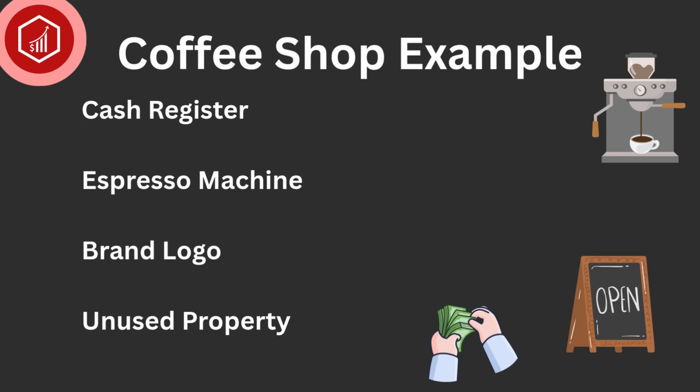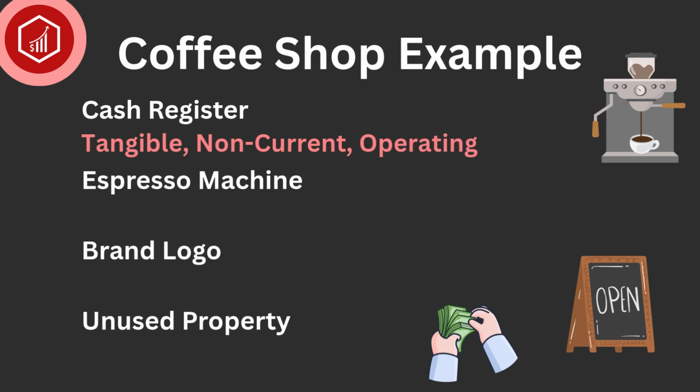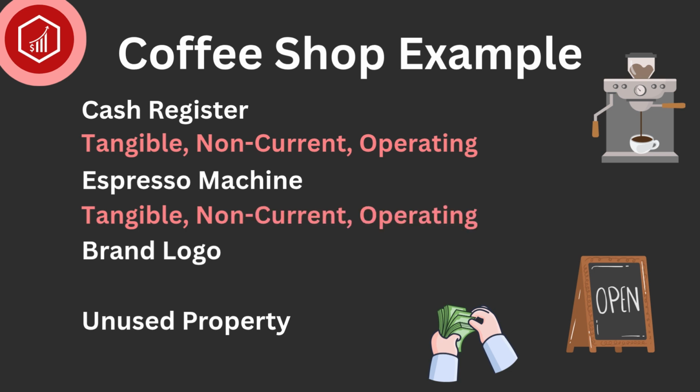First, the cash register. It's a tangible asset because it's a physical item, and it's an operating asset since it's used every day in the business. Because we expect to use it for more than 1 year, it is a non current asset. Next is the espresso machine. Just like the cash register, it's tangible and part of the coffee shop's daily operation. Since it has a long lifespan, we classify it as an operating, non current asset.